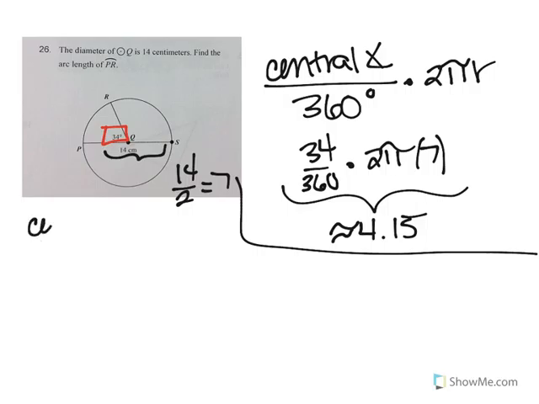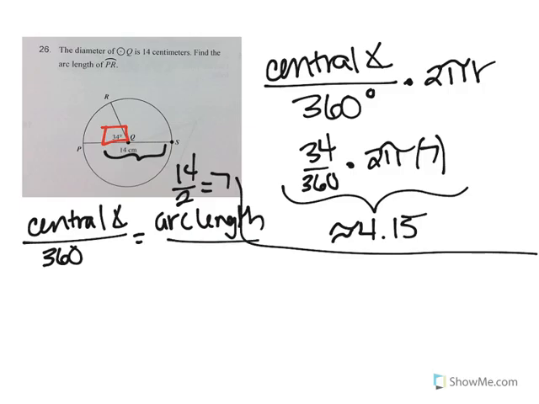Here's the way you can do it by setting up a proportion. Okay, you can set your central angle over 360, and that's going to be equal to your arc length over circumference.